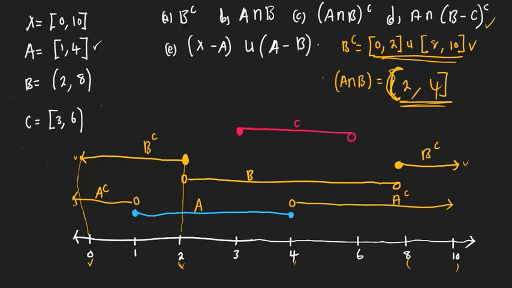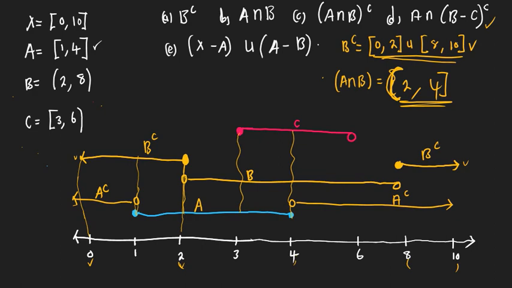A is intersecting with the B complement at this particular point up to here. Then where is set C intersecting with A? Set C is intersecting with A at this point and at this point only.